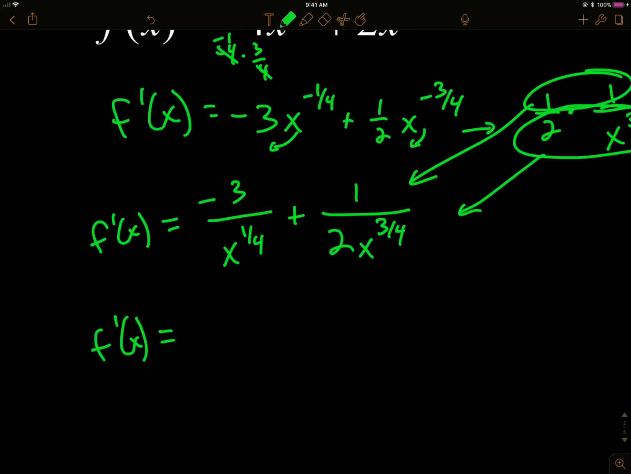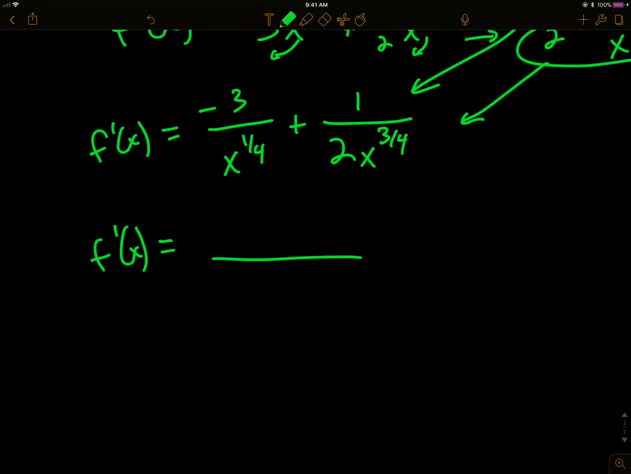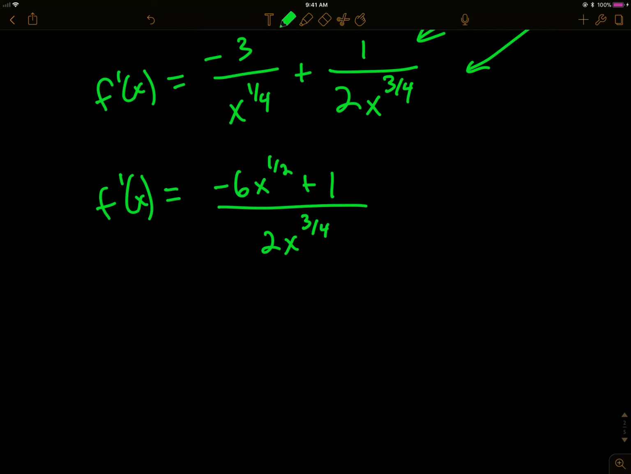Now I need to combine this using a common denominator. So my common denominator is going to be 2x to the 3/4. So I'm going to get, let's see, I need to multiply that by a 2, so it's a -6. And then x to the 3/4, it's going to be x to the 1/2. Plus this one was already the same, so it's +1. I want to get rid of my fractional exponents.